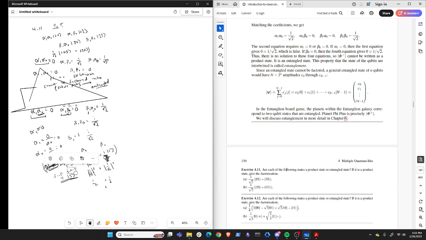So they have it written as a tensor product of state 1, and 1 over square root of 2, state 0 plus i state 1. Perfect. So that is not entangled, because we can factor it into these two product states. I would say, oh sorry, go ahead.